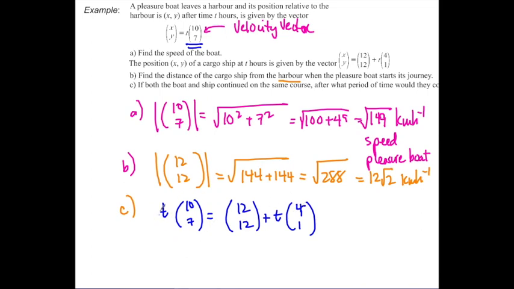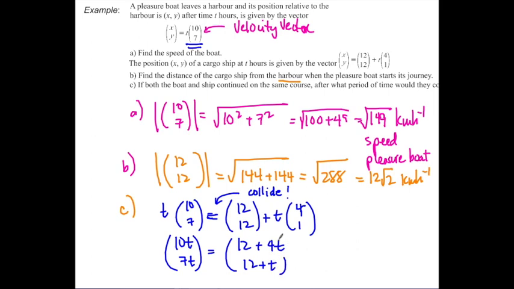Yeah, so if this vector represents its position, and this vector represents the position of the cargo ship, then we want them to be in the same position. That's why we equate them, at a particular time t. So we need to check it's the same time t for both the x-coordinate and for the y-coordinate. So we can write two equations out. You can also just combine them into one vector.